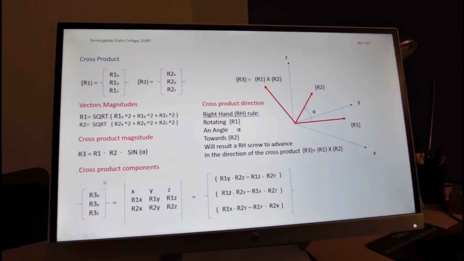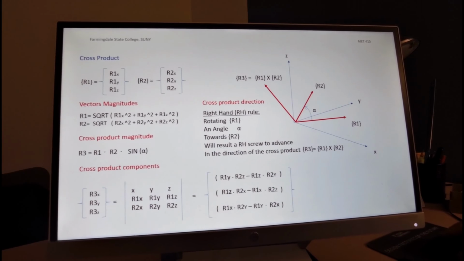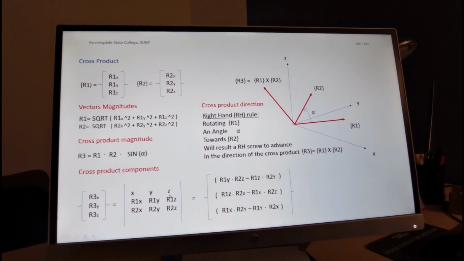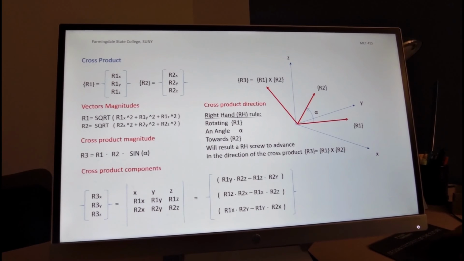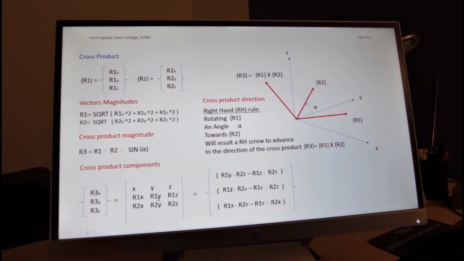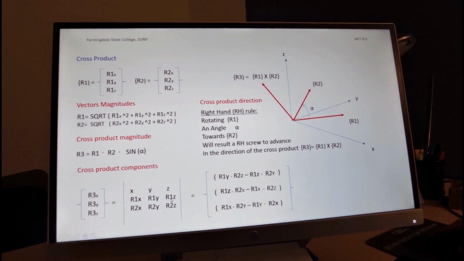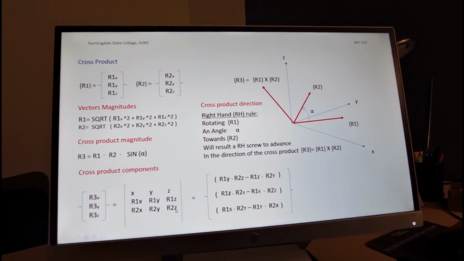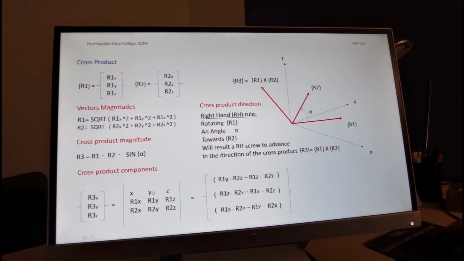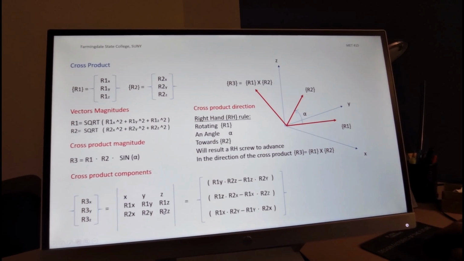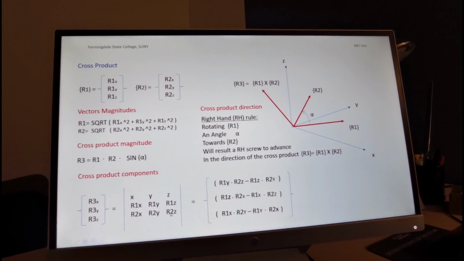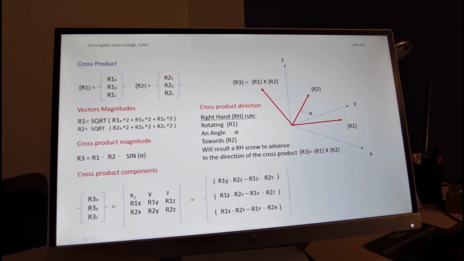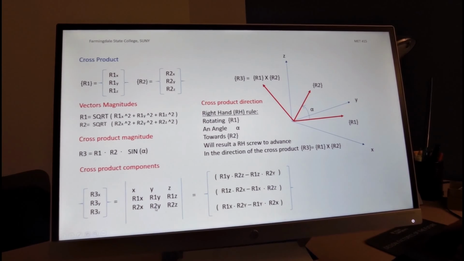We can also find the components of the cross product by taking the determinant in a certain way. We put the unit vectors up on the first row of the determinant. We put the components of the first vector on the second row, and we put the components of the second vector on the third row, and then we do the determinant by taking, first of all, these two components, which is r1y times r2z. We have them here, minus these two components, times x, which is r1z times r2y.